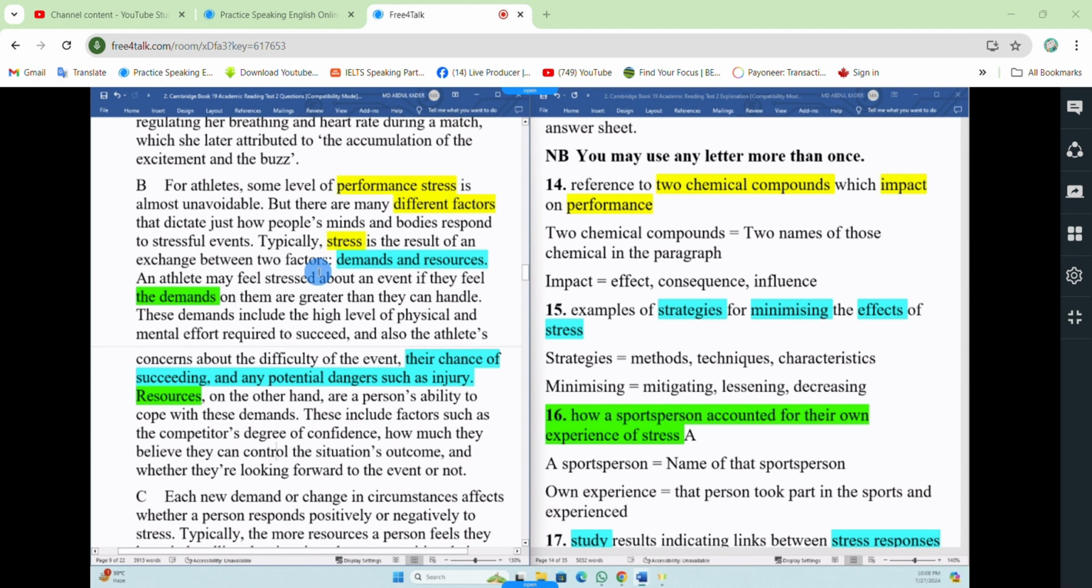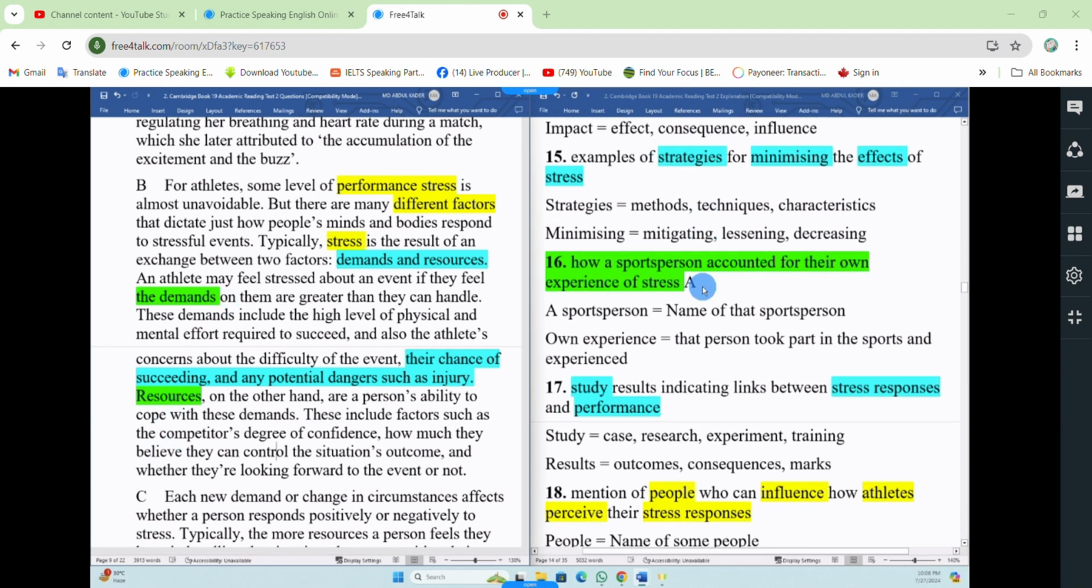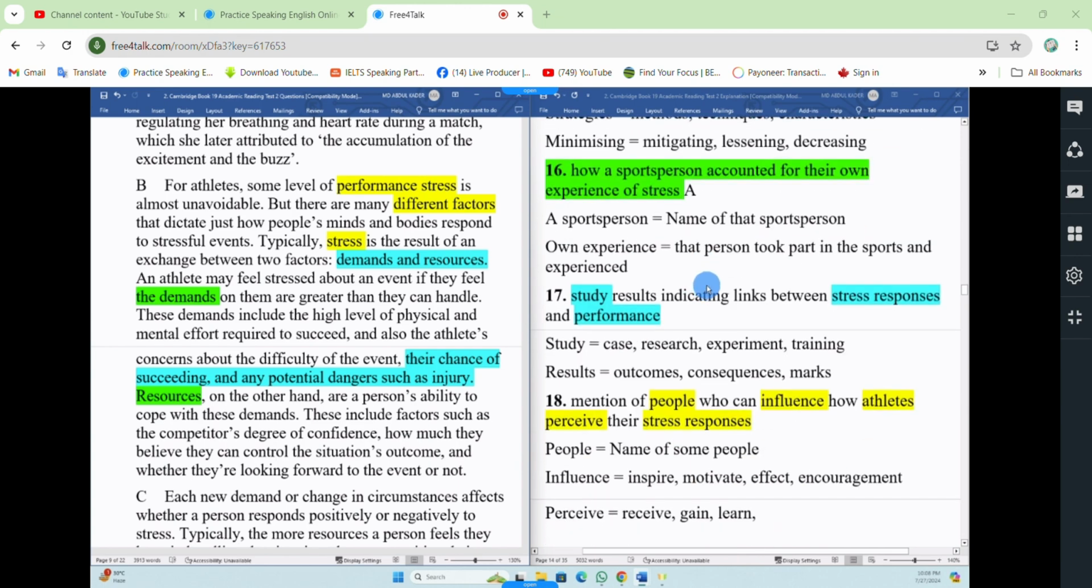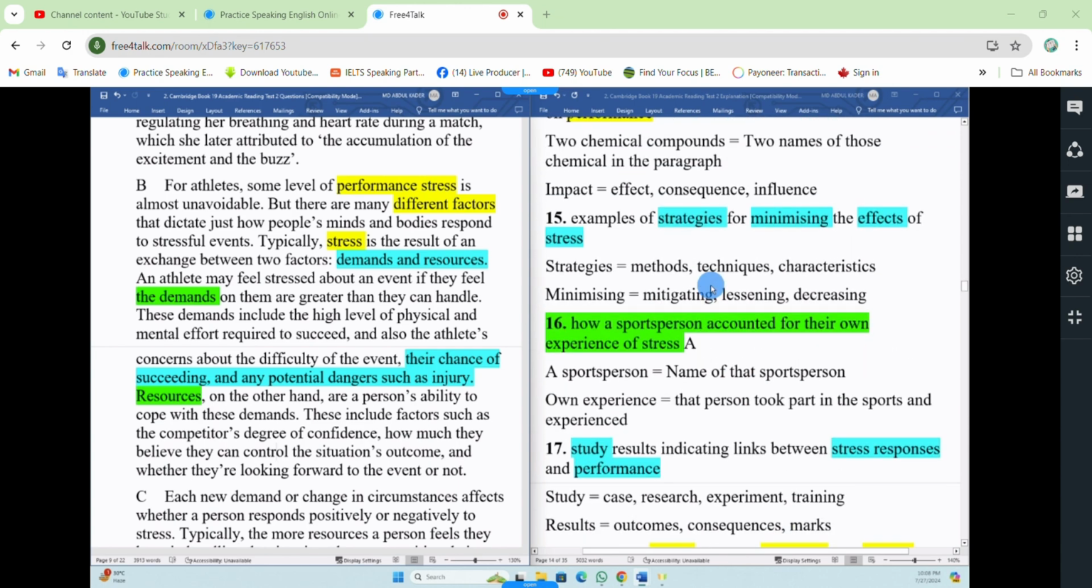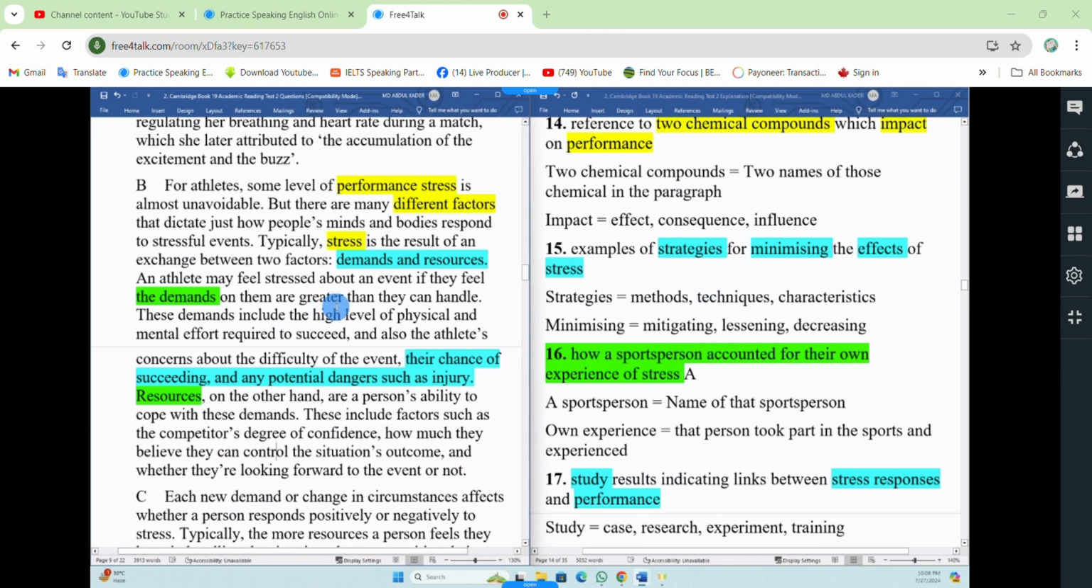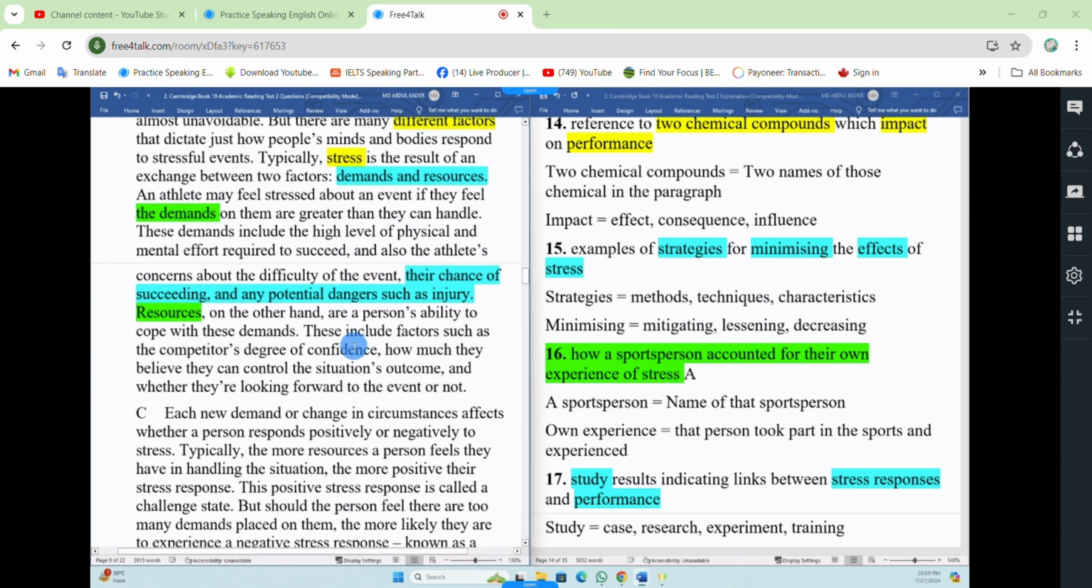So basically this passage discusses two main factors that create stress. The first one is demands and the second one is resources. So is there any question regarding demands and resources? I don't think there is any question regarding demands and resources. So from paragraph B we won't have any question, any answer, or any information.